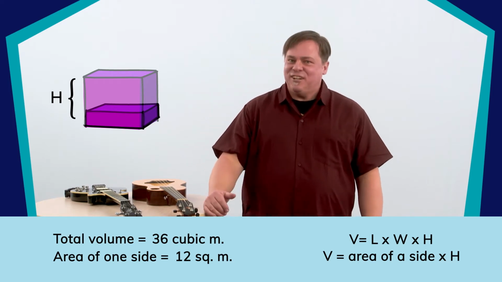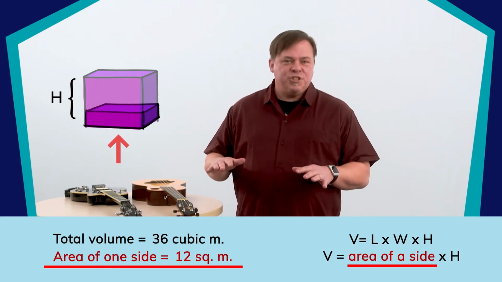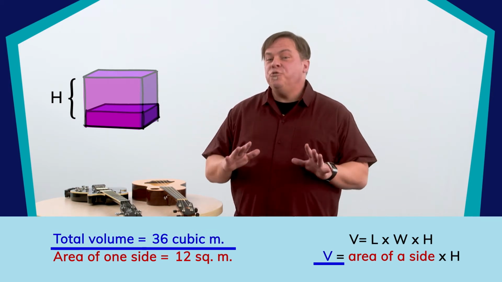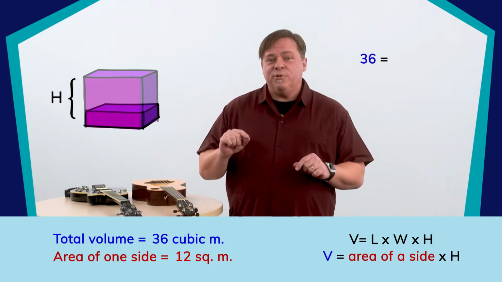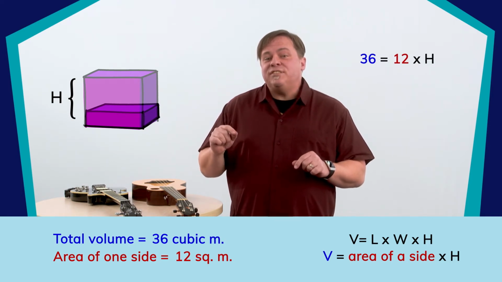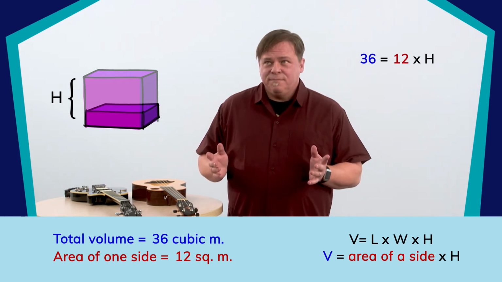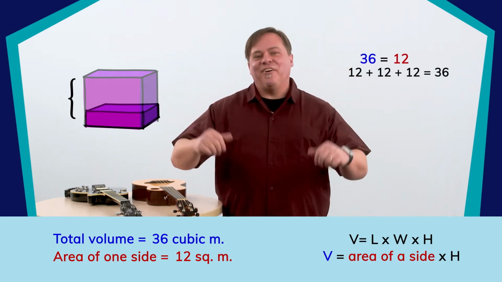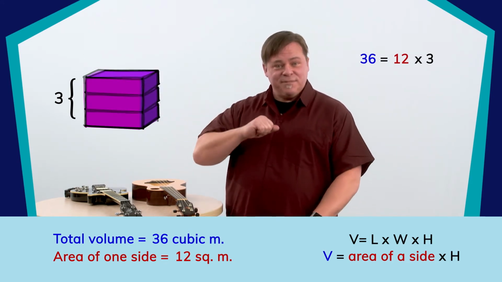Now, let's tackle our sample problem. We know the area of one side is 12 square meters, and we know the total volume is 36 cubic meters. V is 36. So, 36 equals area of one side, 12, times height. 36 equals 12 times H. How many 12s does it take to make 36? 2 12s is 24. So one more is 36. Our answer is 3. The height in this sample problem is 3 meters.